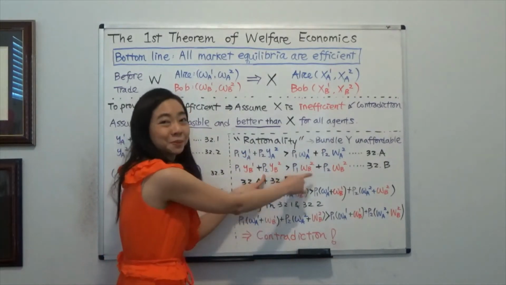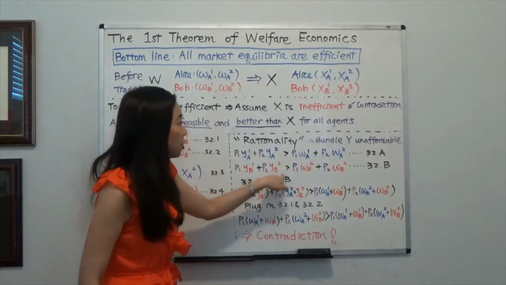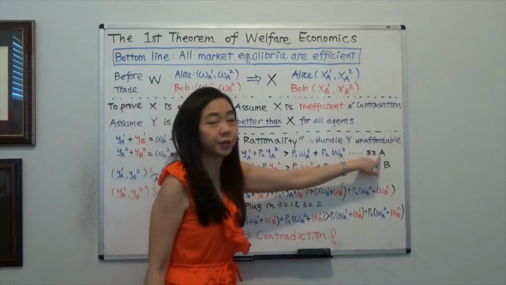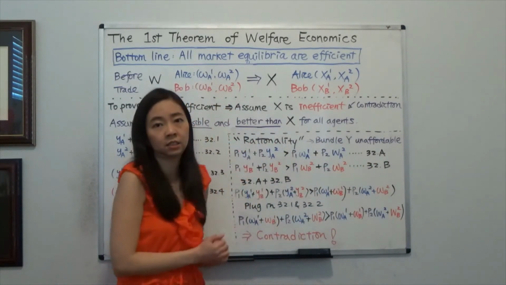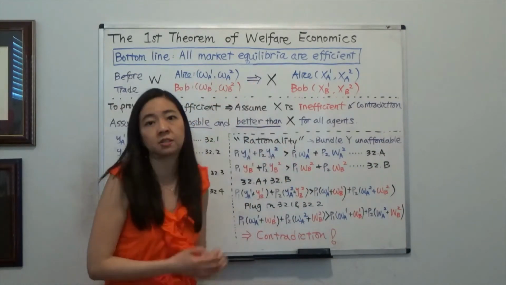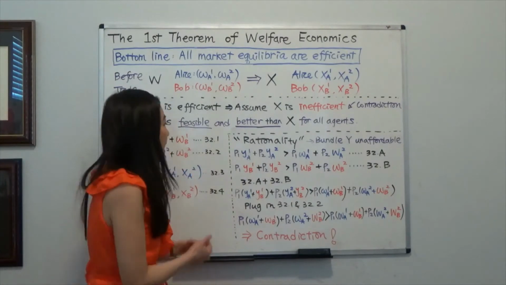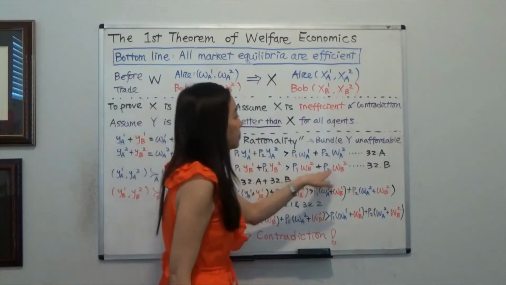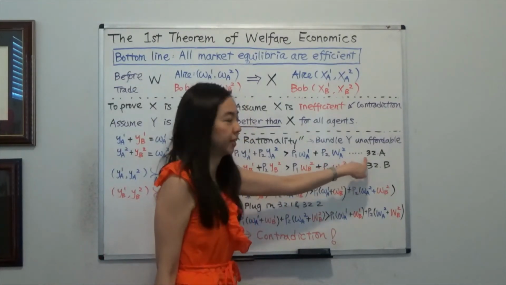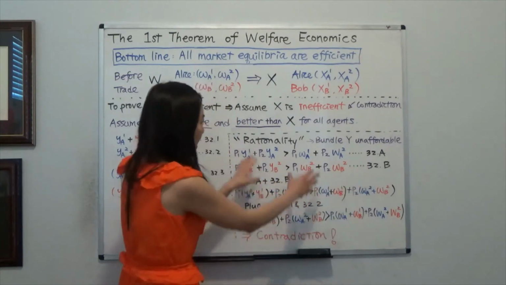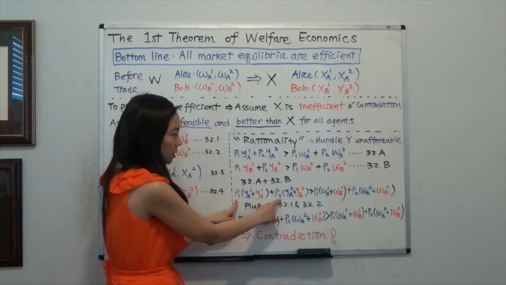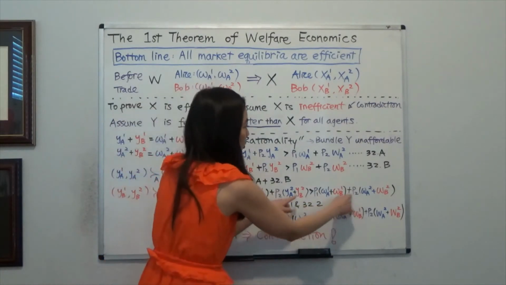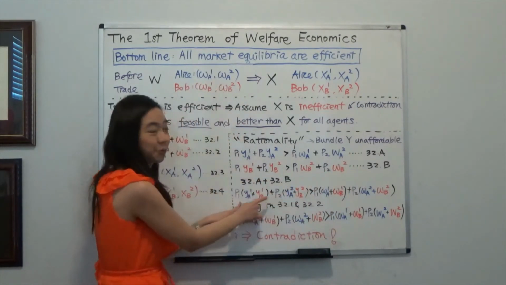Same for Bob. So I'm going to call these two equations 32.A and 32.B. And that's because of rationality. They didn't buy Y because they couldn't afford it. And now I'm going to sum up these two equations, 32.A and 32.B. I am summing them up and I'm pulling out the price. So I'm not changing anything, I'm just summing them up and pulling out the price.